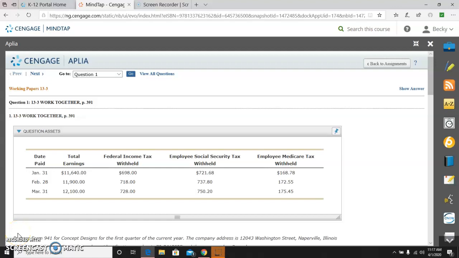Together 13-3 on page 391 of your textbook. If I were you, I would get your textbook out and pause this video and do the following while it is paused. For each column in the work together directions, total earnings, federal income tax withheld, employee Social Security tax withheld, and employee Medicare tax withheld, I would add those four columns up and see what you get, and then start this video again.